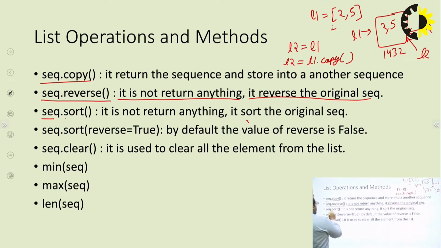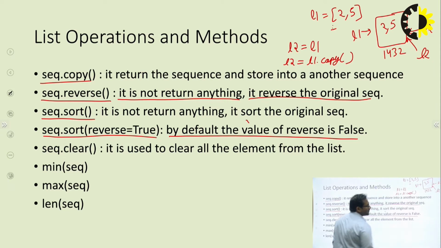Next is sort, which is basically used for sorting. Suppose you have some elements, they are sorted in ascending or descending order. You can pass reverse equal to true, so it sorts in the reverse order. By default, the value of reverse is false. If you are not passing anything here, reverse has the value false, and if you want to change it, you set reverse equal to true.